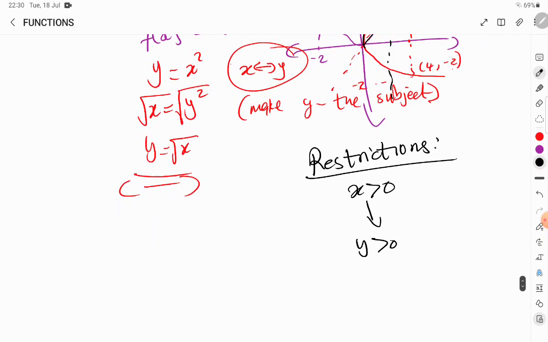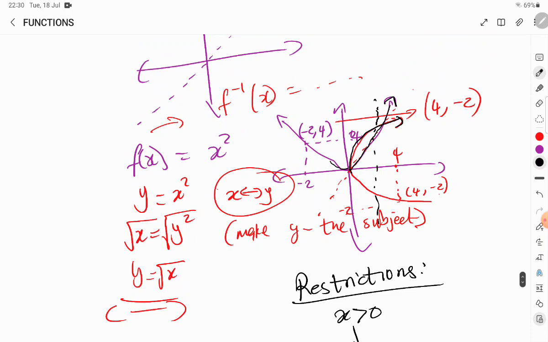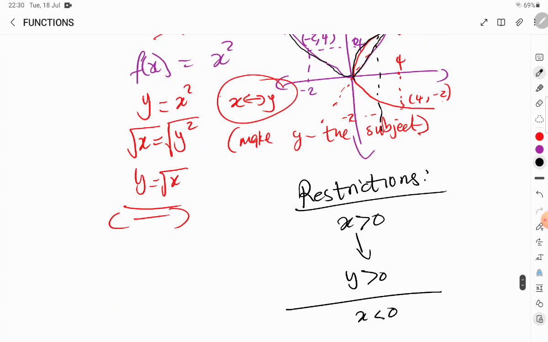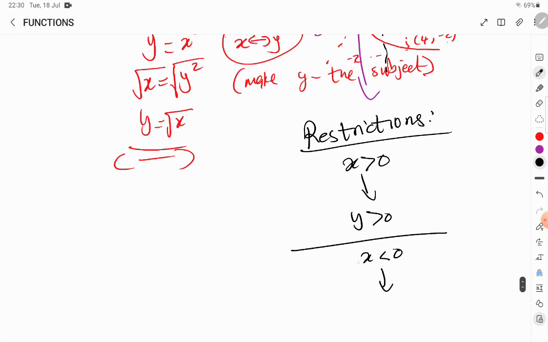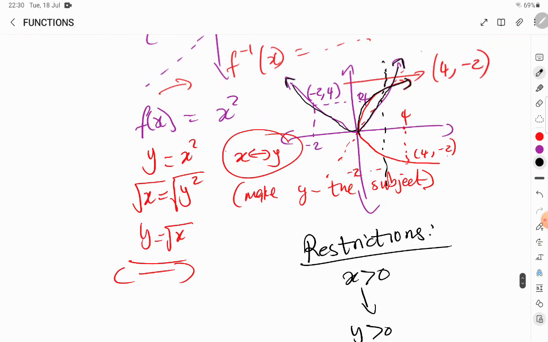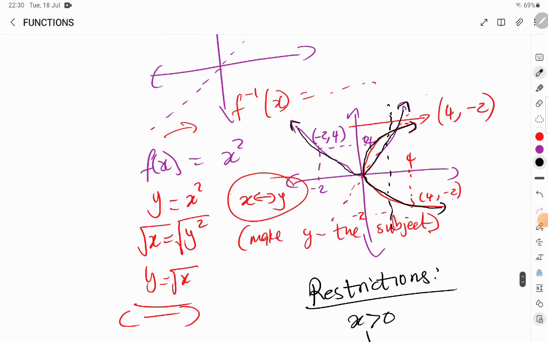Same thing will happen when, say, for our original graph, our restriction is x is less than 0. So this is x less than 0, right? Because x values are negative. That means for our inverse, it's when y is less than 0. So it's going to be just this, just that part only. But yeah, that's just us doing that.